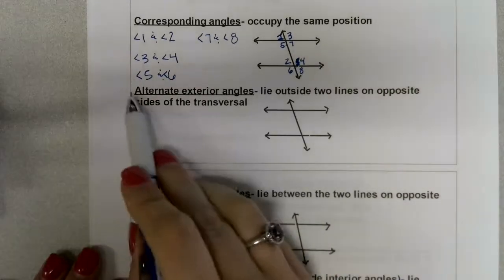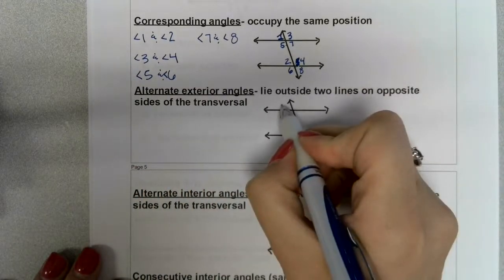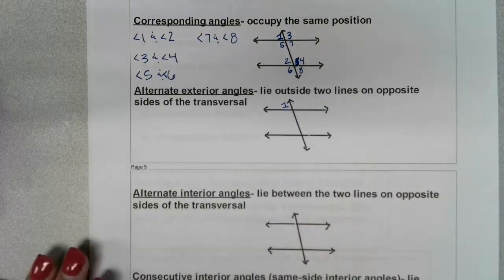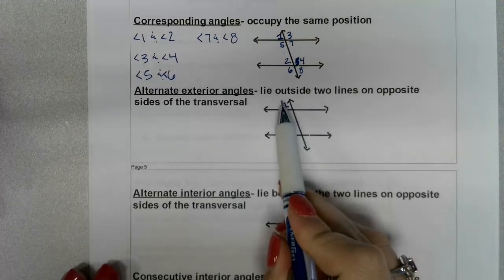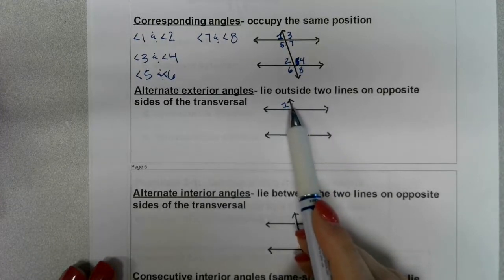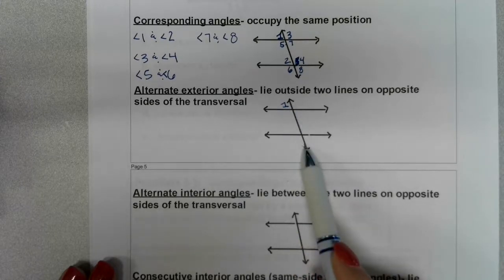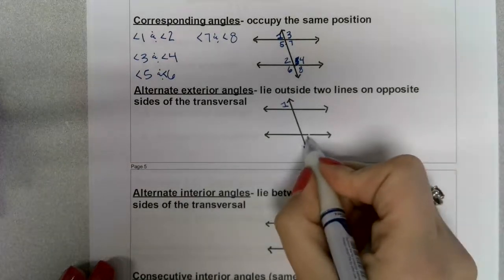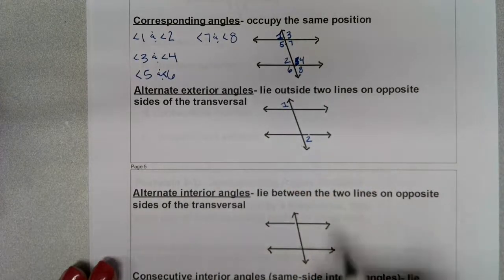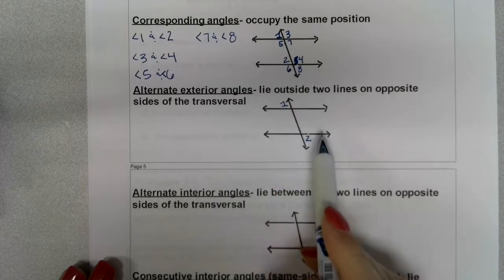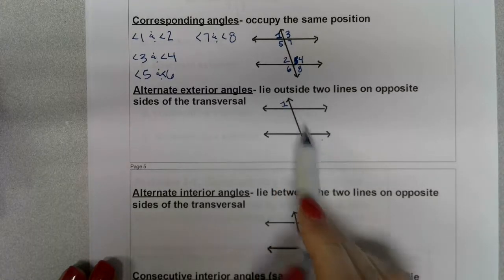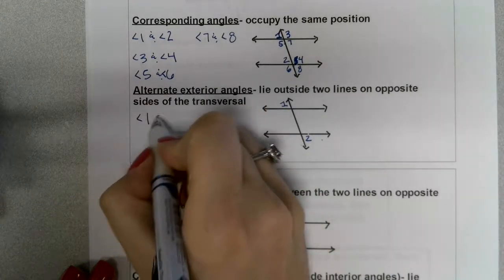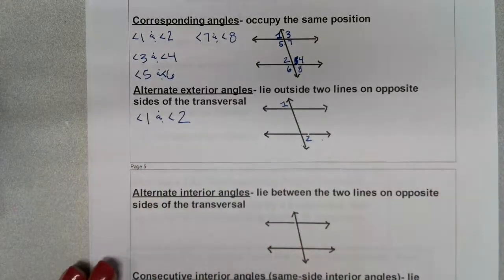Okay, so if I look at alternate exterior angles, let's say I put angle 1 here. So this is an exterior angle because it's not in between my tracks. So angle 1 will be out here. And because angle 1 is on the left side of my transversal, an alternate or an opposite exterior angle to angle 1 would be down here at angle 2. So they are on opposite sides of the transversal, okay? But they are going to be exterior angles and they are alternate because they're on opposite sides, okay? So angle 1 and angle 2 are alternate exterior angles.